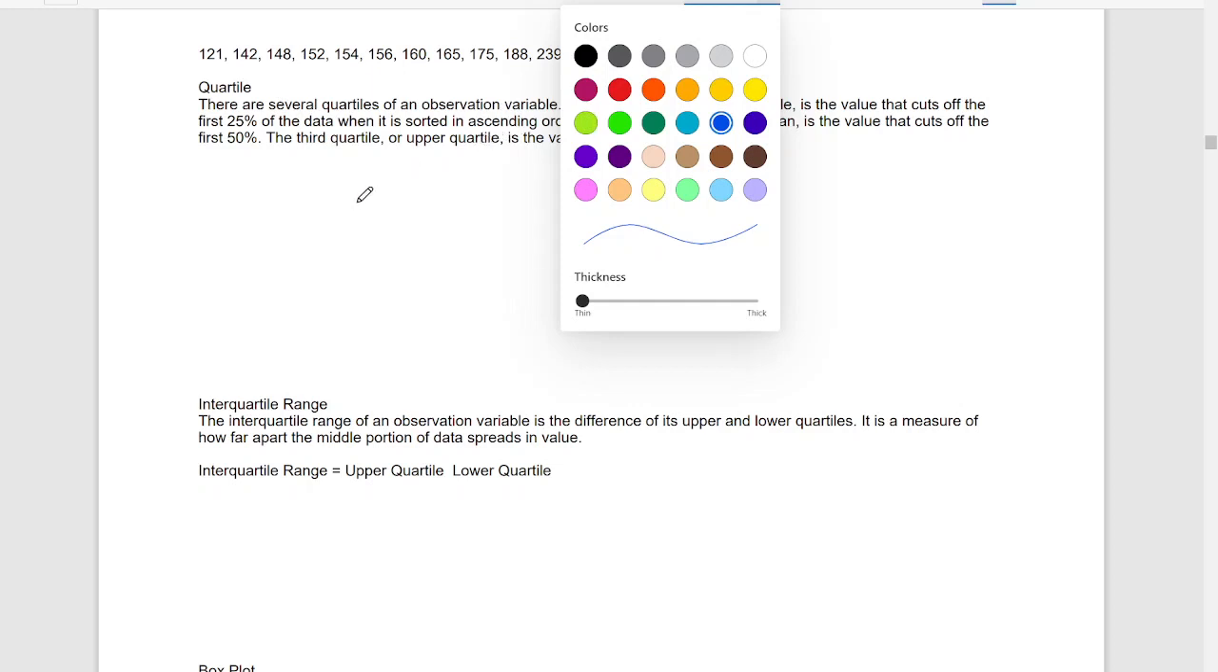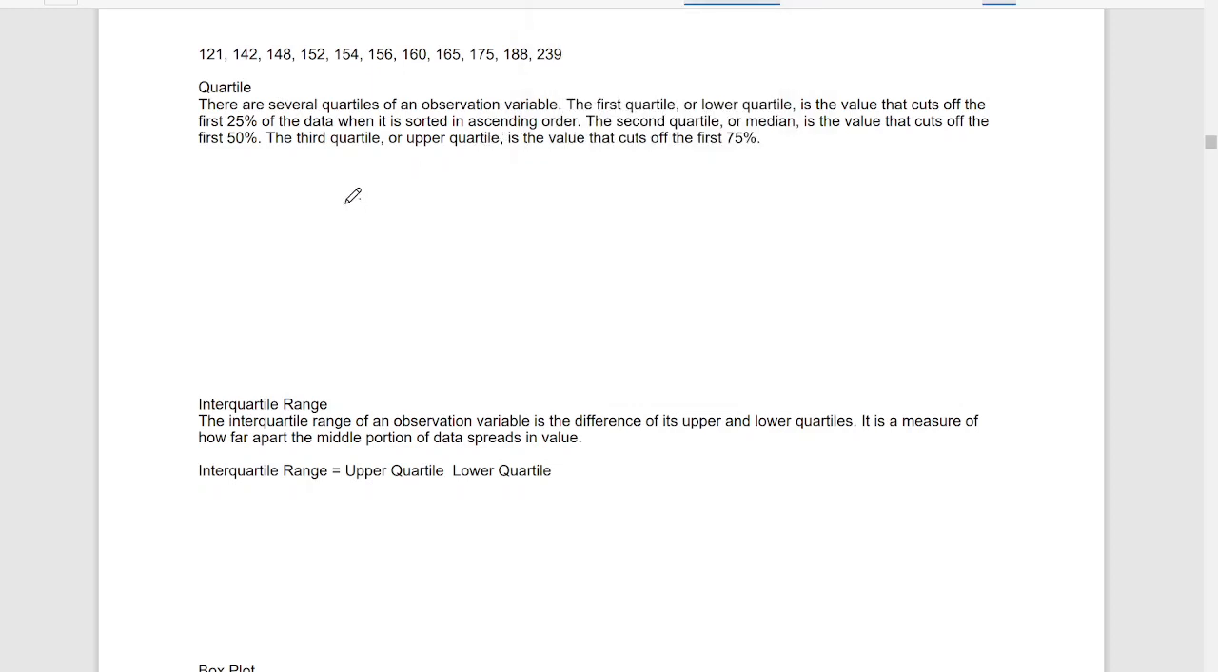So you want to calculate the quartile. The quartile is basically, there are several quartiles of an observation variable. You have the first quartile, the lower quartile, the value that cuts the first 25% of the data. So in this situation, when we talk about quartile, kalau median kita pecahkan pada dua bahagian, betul tak?